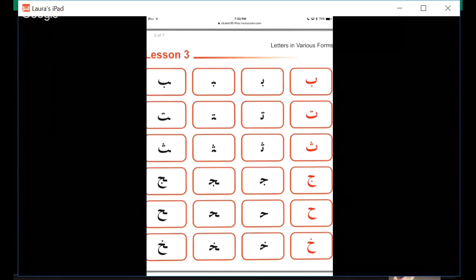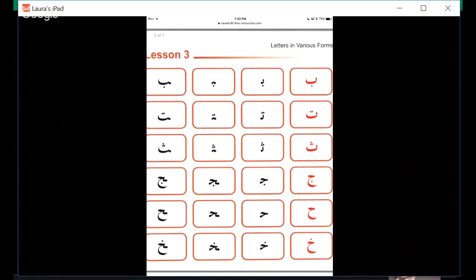The third column is the way it looks if it's in the middle of a word. Okay, so it changes again. If it's in the middle of a word, it gets even smaller. And then finally, the last column is the way it looks at the end of a word.